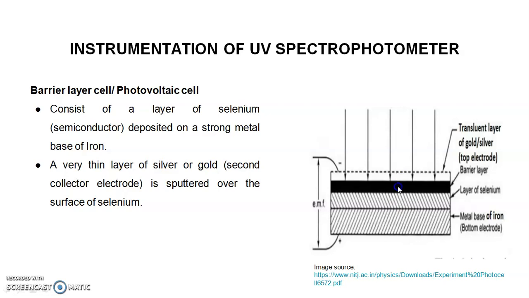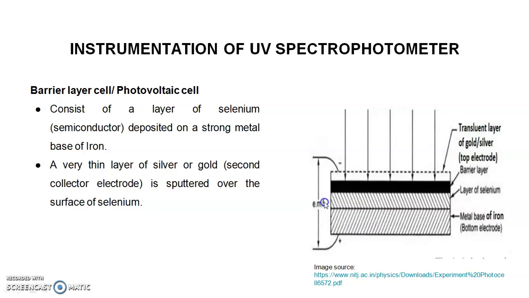Once these electrons travel across this barrier layer and reach the silver surface, there is a potential difference between the two electrodes. I said this is one electrode and this is the other electrode. Once the electrons are generated on the selenium surface, they travel towards the silver layer, and once the electrons are accumulated on the silver surface, a potential difference is developed between the two electrodes. Which are the two electrodes? One is the silver surface, the other one is the iron base, thus leading to the flow of current.